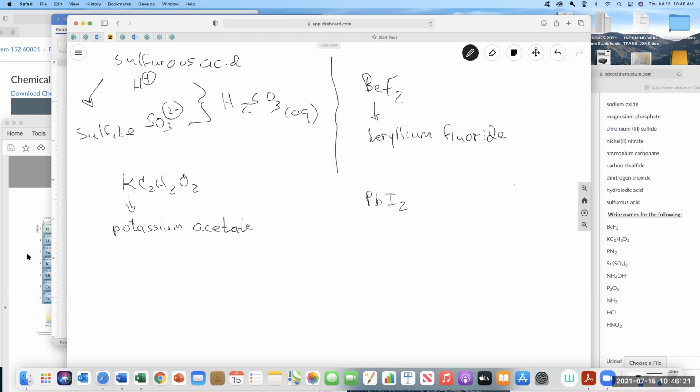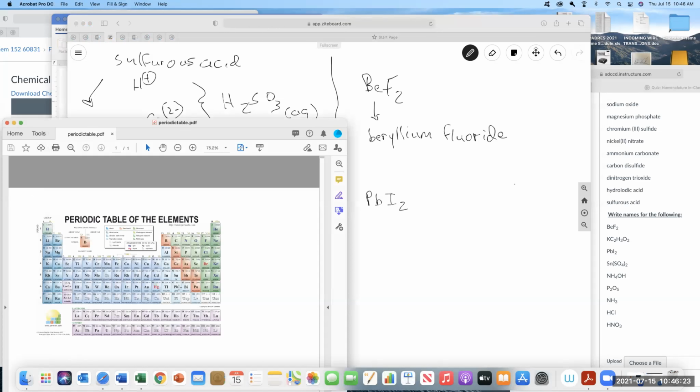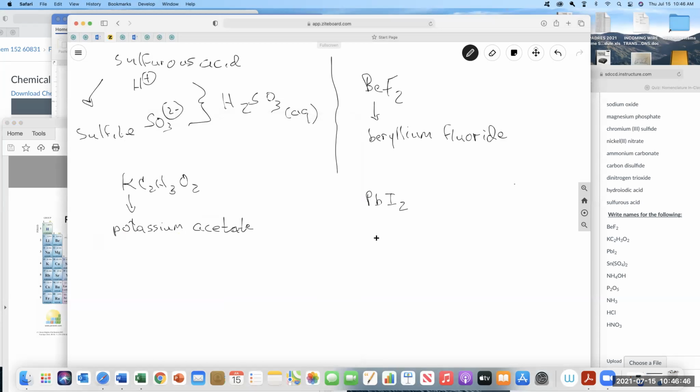PbI2. All right, so lead is right here. Lead is not a representative metal. Representative metals are in group 1, group 2, group 3, group 13, and then zinc, cadmium, and silver. Everything else is going to be called a transition metal. And the thing is they form more than one ion. So how do we know? So we know that this is going to be called lead something, and that's iodine, but it's iodide. So we need to find the charge on the lead.